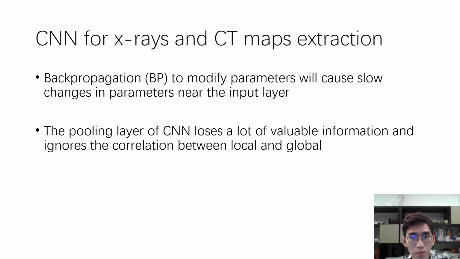The feature extraction method for these images is mainly through deep learning algorithms such as CNN. Although CNN can share convolutional kernels, process high-dimensional data without stress, and perform feature extraction automatically, when the network is too deep, the use of backpropagation to modify parameters will cause slow changes in parameters near the input layer. The pooling layer of CNN also has many drawbacks, such as losing a lot of valuable information and ignoring the correlation between local and global.